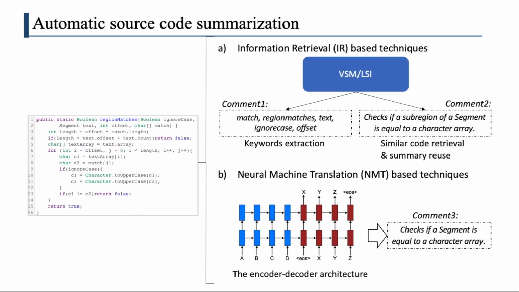There are two types of existing techniques, IR-based and NMT-based ones. Early studies paid much attention to IR-based methods, including VSM and LSI. Based on them, for example, given the code shown on the left, they extract keywords or search similar code and reuse its summary. Recent work shows that NMT-based methods are promising and outperform IR-based ones. The typical architecture is the encoder-decoder, which includes an LSTM for encoding code snippets into a context vector and another LSTM for decoding and generating a summary.